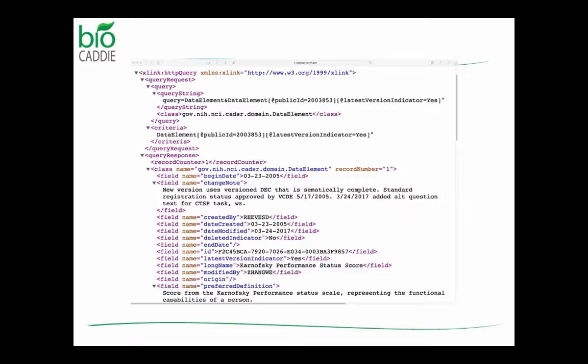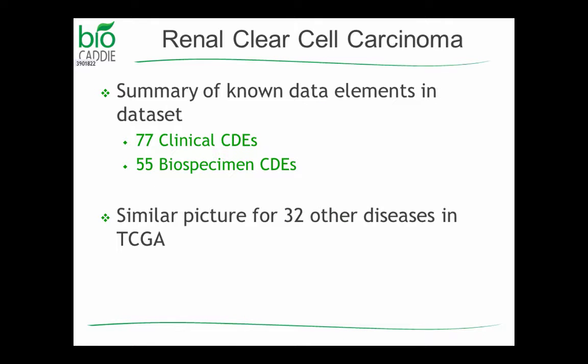But you can see its long name is the Karnofsky Performance Score. You can see who modified it. Its definition is there, etc. So to take that one disease of the 32 diseases, the summary of the known data elements in that data set is we know there are 77 clinical common data elements and 55 biospecimen common data elements. But there's a similar picture for the other 32 diseases that we have in TCGA.